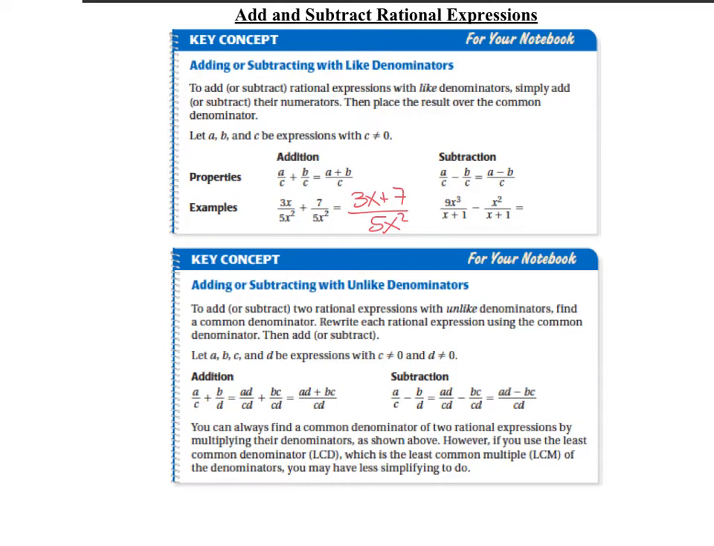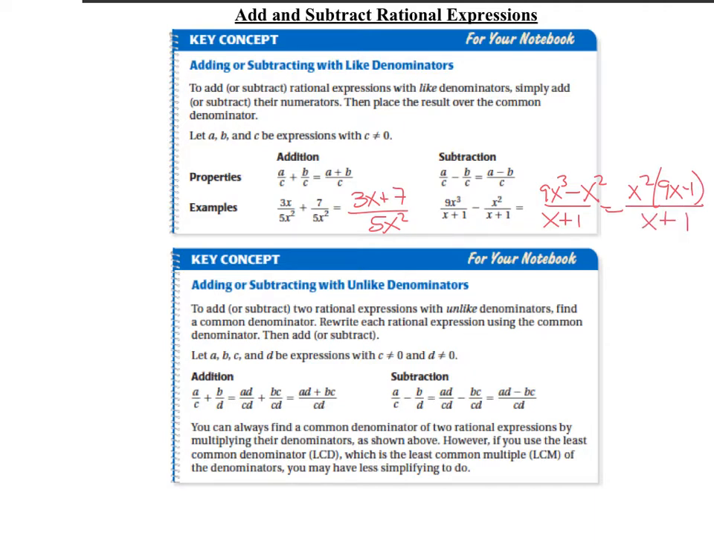For the second one, it's subtraction, same denominator, so the denominator will stay x plus 1, and the numerator, we can combine it, 9x cubed minus x squared. You can factor it if you want, since they both have an x squared. You can take out the x squared and make it x squared times 9x minus 1, but it's not vital that you do that because we still can't simplify anything.